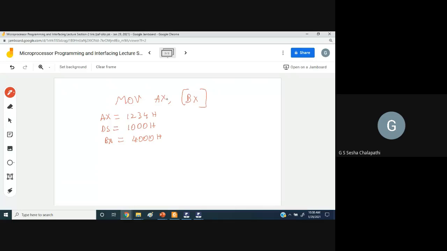That means DS colon BX will be equal to 1000h multiplied by 10h plus 4000h. So this will become 14,000h. It will go to a memory location whose address is 14,000h, and it will take the values from there.